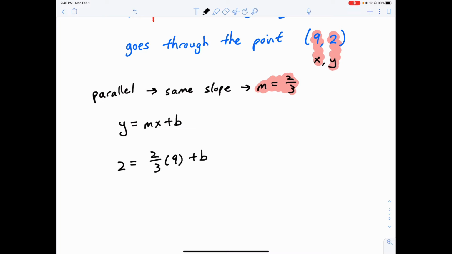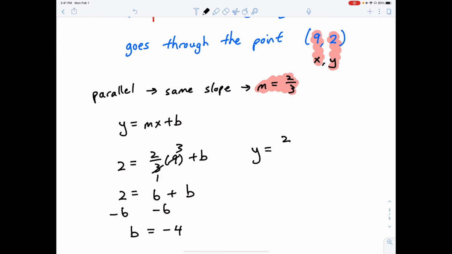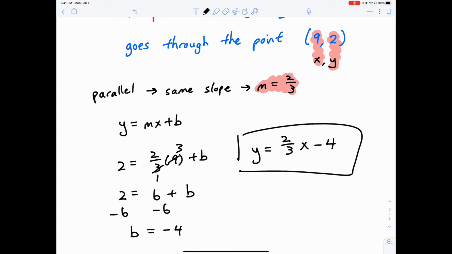So let's simplify everything and do some algebra here. This will give us 2 is equal to 2/3 times 9. We can reduce that as 1 and 3. 2 times 3 will be 6, 6 plus b. To get b here, we need to subtract 6 from both sides, and that tells us that b would equal -4. So the final equation will be y is equal to 2/3 x minus 4. This will be the equation such that it is parallel to the original equation, and it also goes through the point that was given to us.